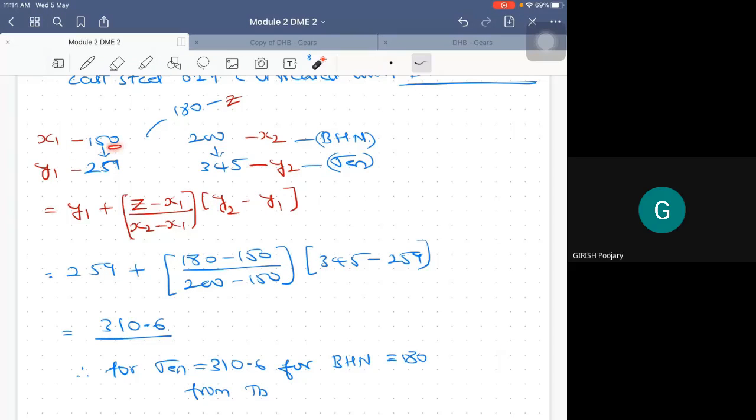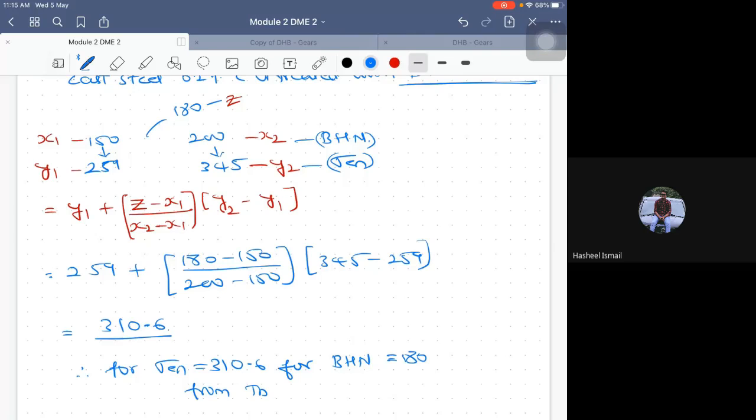So for 150, 259 is the parameter. For 200, 345 is the parameter. Similarly, to find the parameter for 180, you have to use this particular formula. You have to take this as x1, this as x2, and these as y1 and y2, and use the formula y1 plus z minus x1 divided by x2 minus x1 into y2 minus y1. Use it and you will get the approximated value for 180. Got it? Yes, sir. Okay.